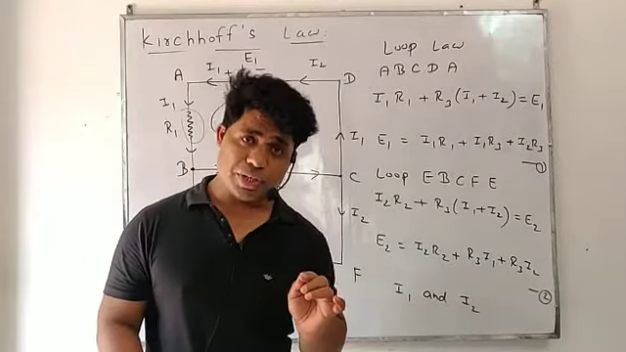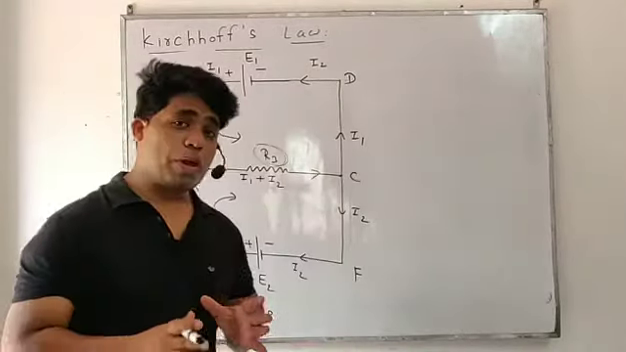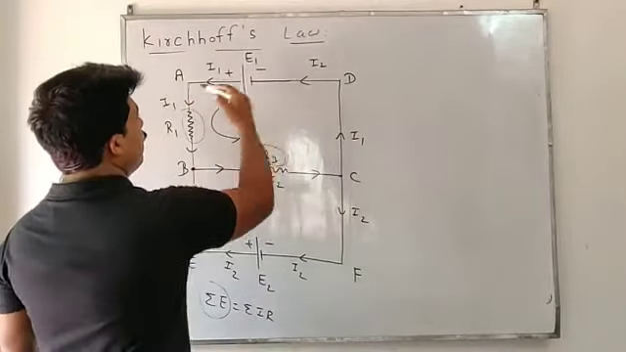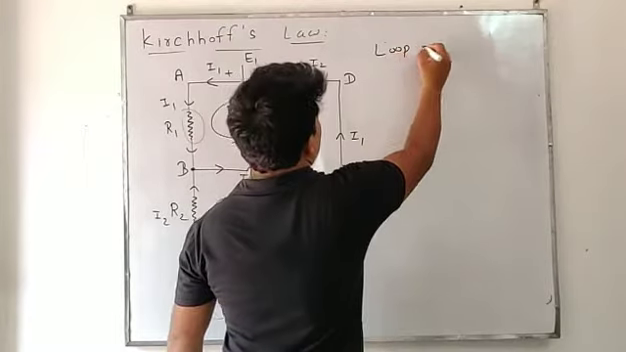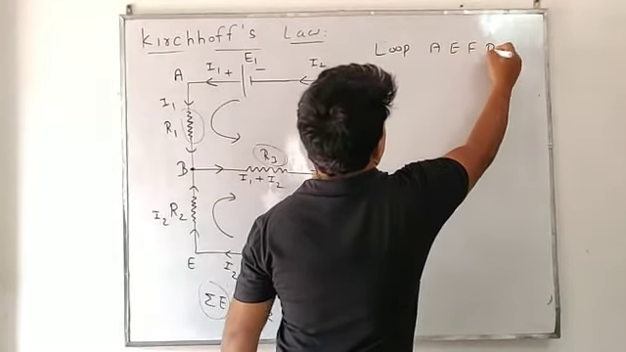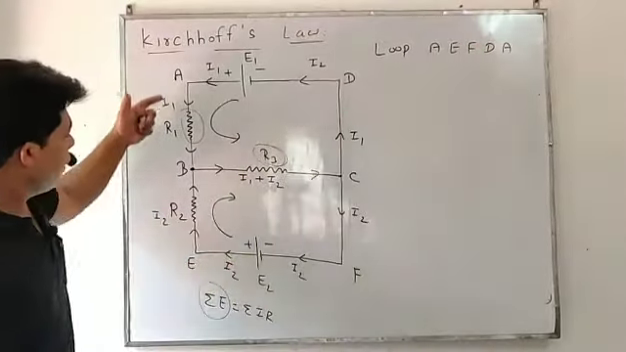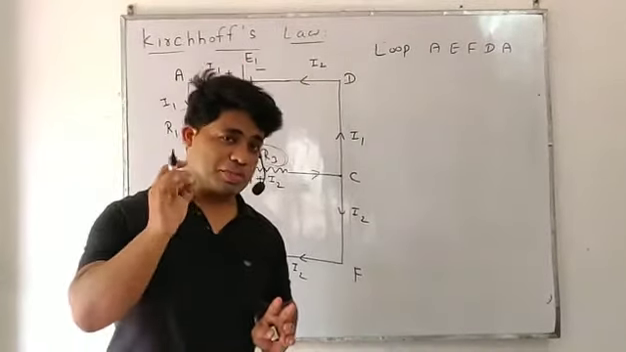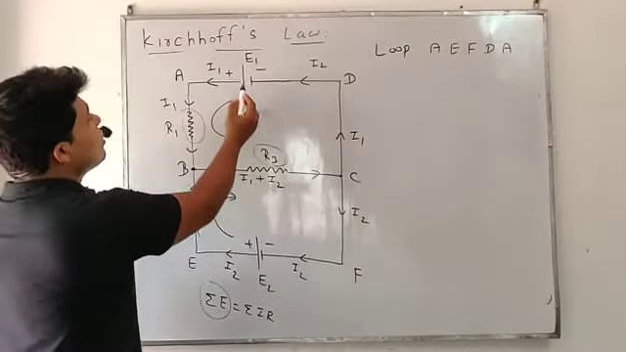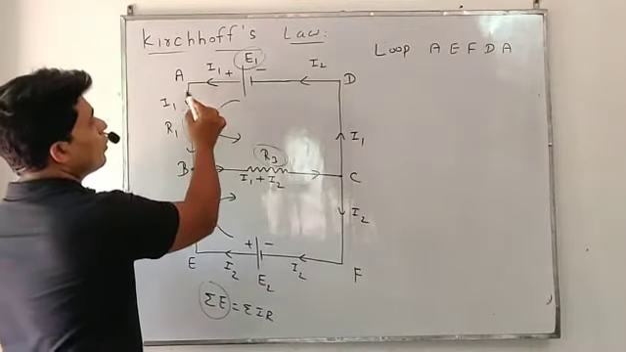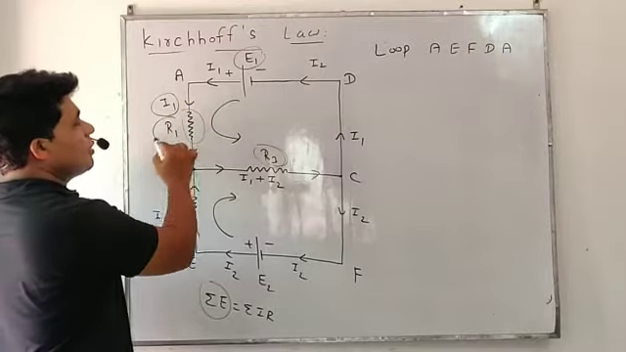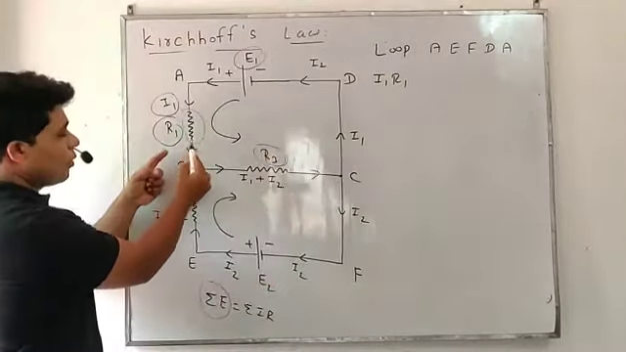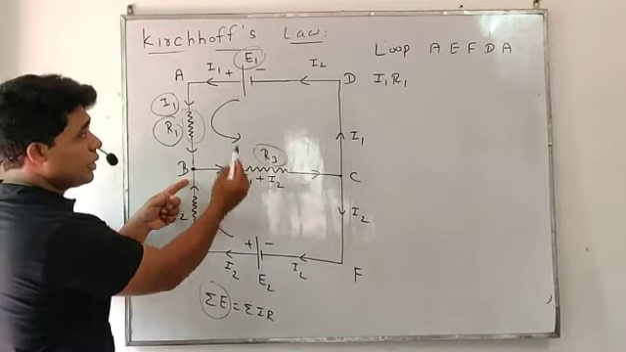Now students, one important rule is there. I'm going to apply the loop law in loop A, E, F, D, A. Why? Because there comes an important rule. Look students, we'll start from here, from cell E1. First the current I1 and resistance R1, so we'll write I1 R1. Okay students, we are moving downwards because we will not include this circuit.